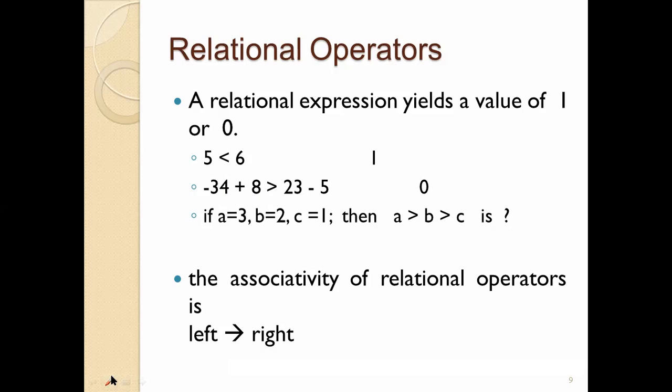Here what will come, -26 is greater than 18. Is the statement correct? No, the statement is not correct. So you will get 0 as the answer. Similarly, A value is 3, B value is 2, and C value is 1. Then A is greater than B is greater than C. Is the statement correct? Yes, the statement is correct.